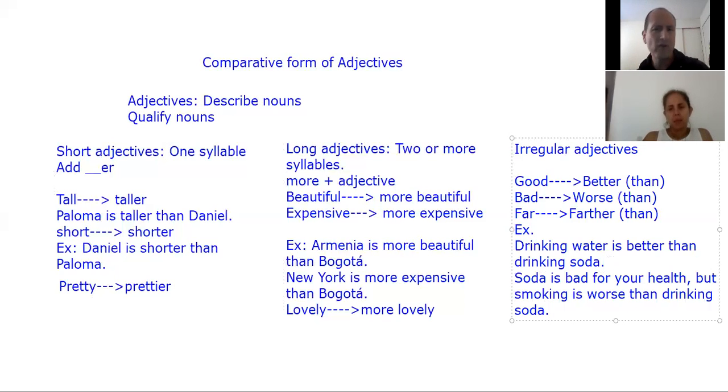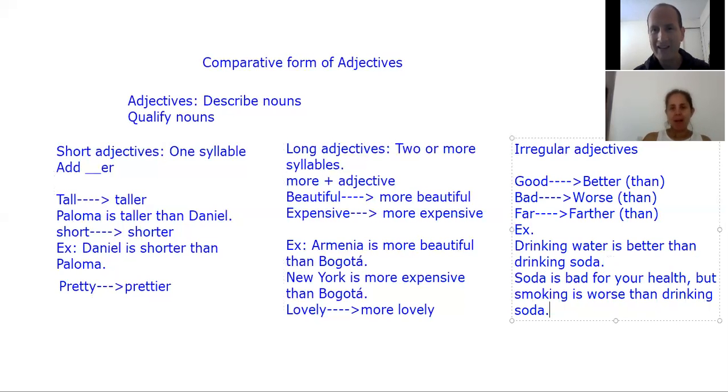Okay. Soda is bad for your health. La gaseosa es mala para tu salud. But smoking is worse than drinking soda. Bueno, pero fumar es peor que tomar gaseosa. Okay. Well, I am comparing two items in this case. Having soda or smoking, which is worse? ¿Cuál es peor?